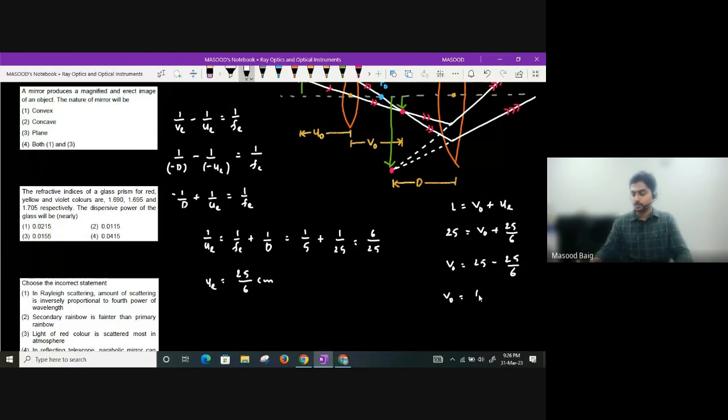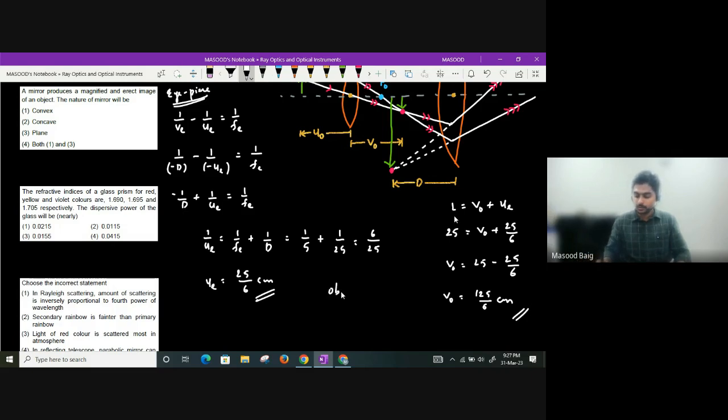150 minus, so will this be 125 by 6 or not? Yes. See, I have applied lens formula for eyepiece. I have applied length of the tube formula. They're asking us the U naught value. In order to find U naught value, do I know V naught? Yes. Do I know F naught? Yes. So can't we calculate?